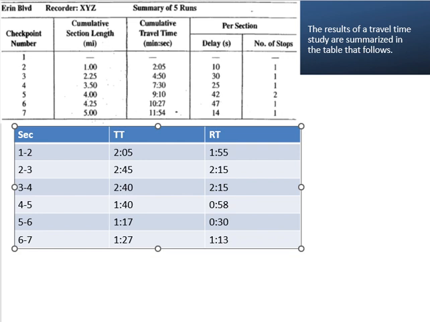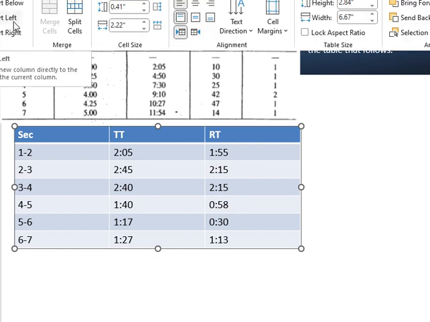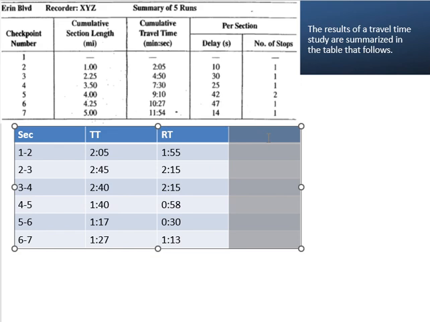Now I'm supposed to calculate the speed for each section. For speed, I need time and what? Distance. Again, the distance is given cumulative, so I will subtract it for each section. Call the length L in miles. For the first section, it's 1 mile, between point 1 and 2. Next one, from 1 to 3 it is 2.25, and 1 to 2 is 1, so you subtract it and get 1.25.